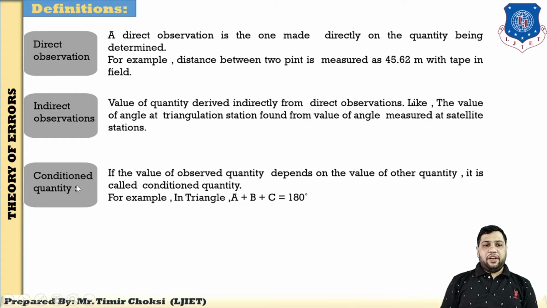The third definition is conditioned quantity. Student, if the value of an observed quantity depends on the value of other quantities, it is called a conditioned quantity. For example, in a triangle, A plus B plus C equals 180 degrees. You know that the A, B and C values are dependent on the observed quantities, so it is called a condition equation. B depends upon the A value, and C depends upon the B and A values. This type of equation is called a condition equation or condition quantity.